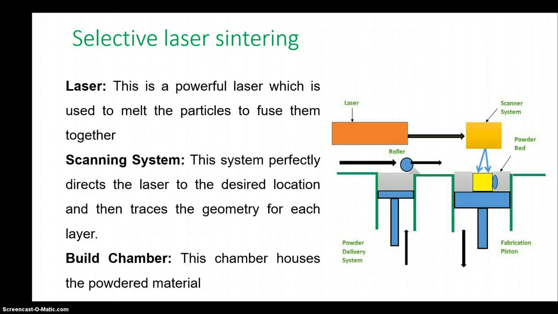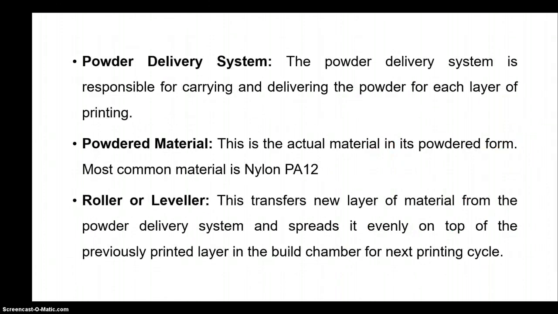Next one, build chamber. This chamber houses the powder materials. Next one, powder delivery system. The powder delivery system is responsible for carrying and delivering the powder for each layer of printing. Next one, powdered material. This is the actual material in its powdered form. Next one, roller or leveler. This transfers a new layer of material from the powder delivery system and spreads it evenly on top of the previously printed layer in the build chamber for the next printing.